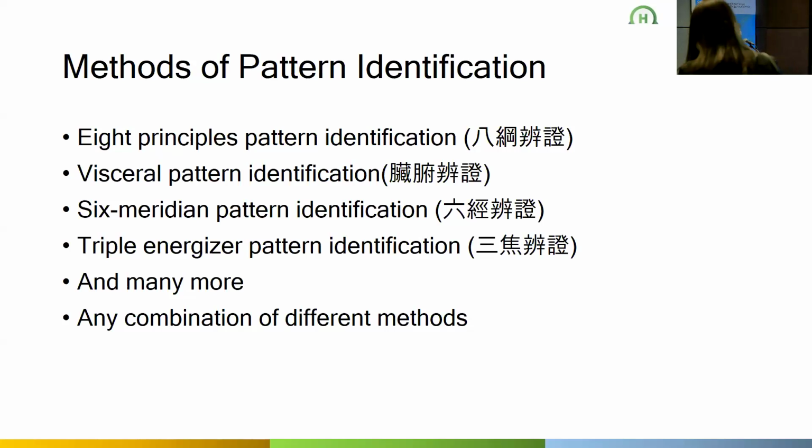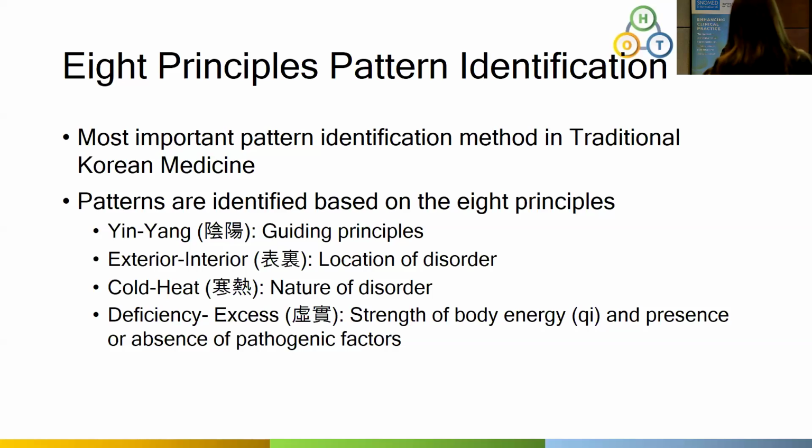So now I would like to introduce the principal pattern identification. This is the most widely used pattern identification method in traditional Korean medicine. And patterns are identified based on these 8 principles. Yin, yang, 2; exterior, interior, another 2; cold, heat, another 2; deficiency, excess, another 2. But I think yin and yang is kind of an overarching principle. So yin and yang goes with the rest of the 6 principles.